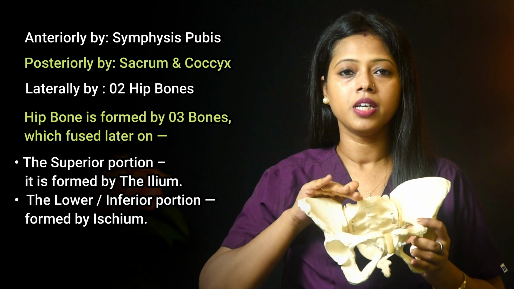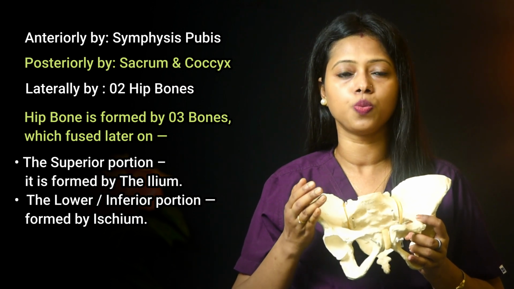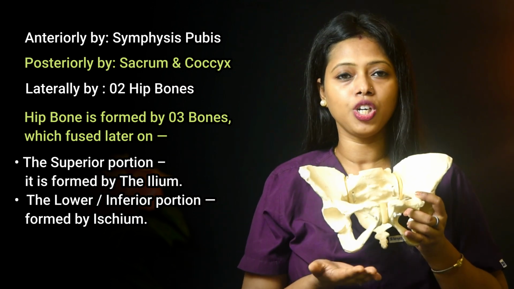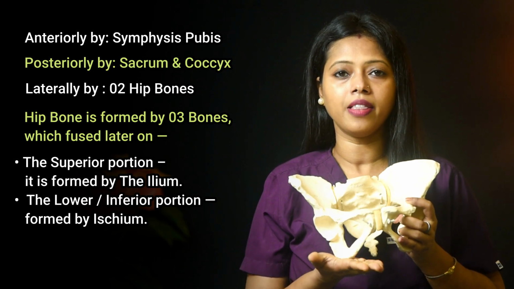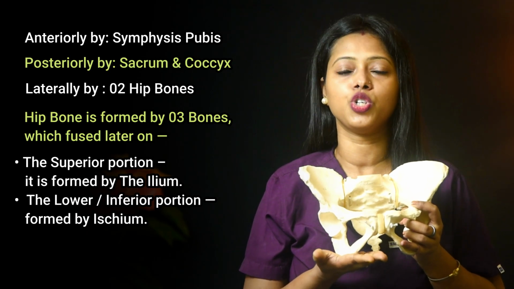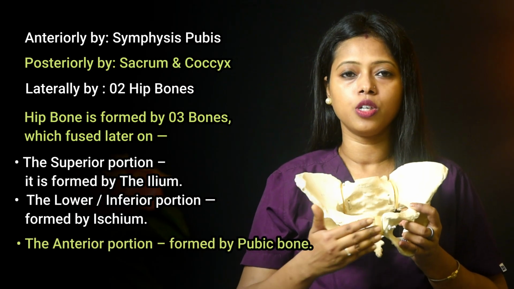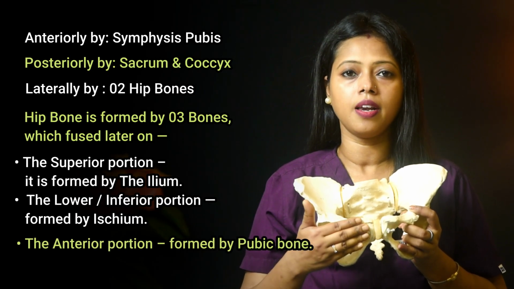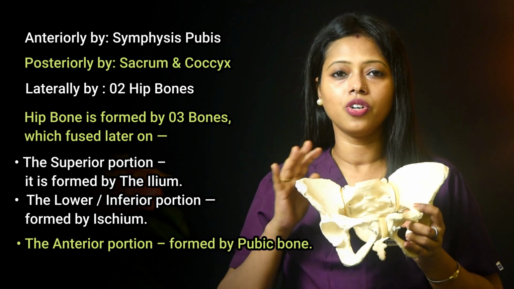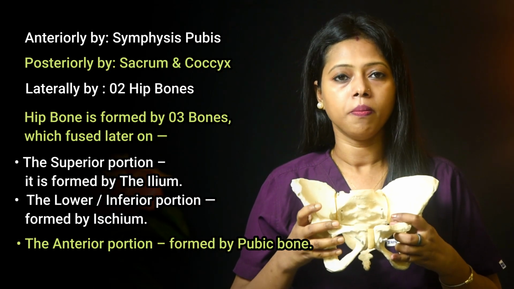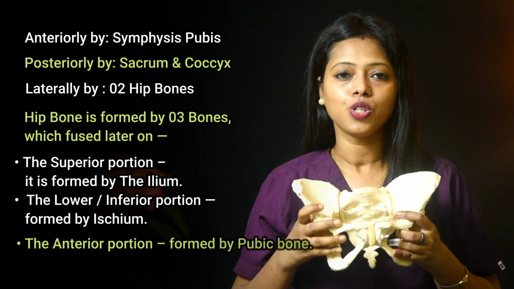The ilium is the superior flat bone present in the hip bone. The ischium is the posterior and inferior rough bone present in the lower part, and for the pubis, there are two pubic bones present anteriorly. So this is generally the division of a maternal or female pelvis. Today I'm going to discuss the maternal pelvis in great detail.